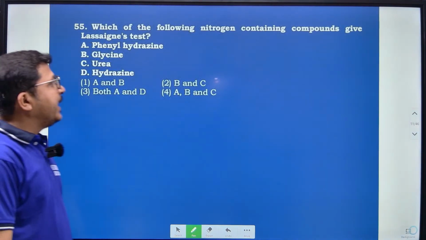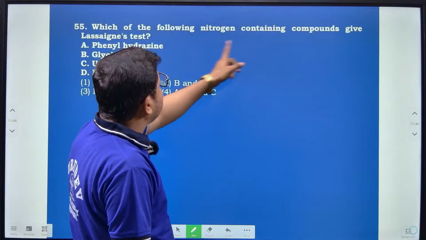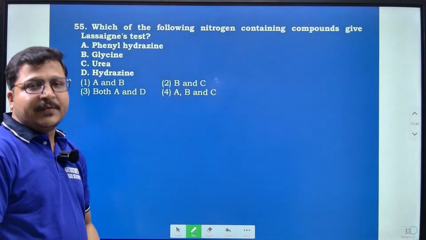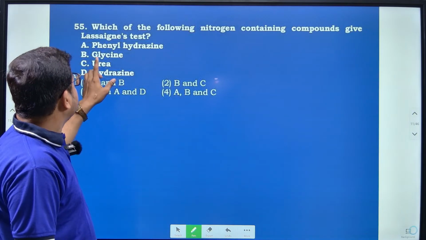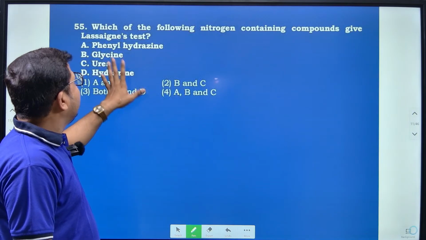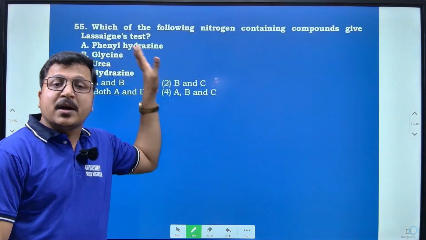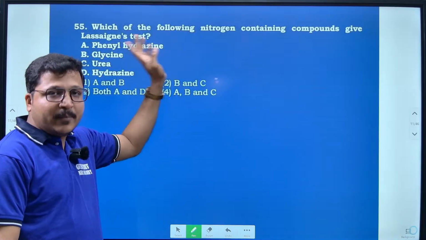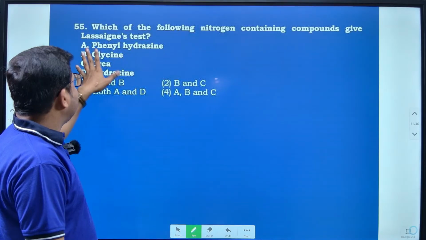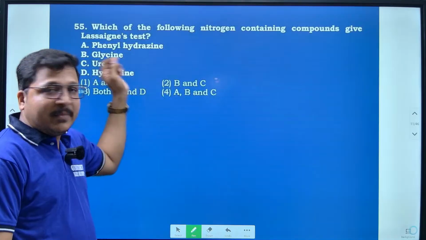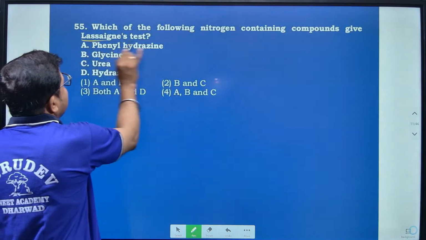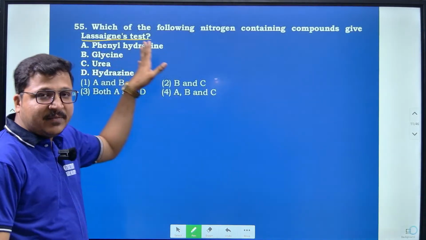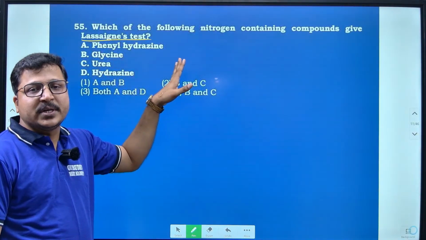Which of the following nitrogen containing compounds gives Lassaigne's test? There is a condition. The nitrogen containing compound must contain carbon also. Why? Because when it reacts with the Lassaigne's extract, means sodium fusion extract, if there is sodium fusion extract, it will definitely form sodium cyanide as a byproduct.